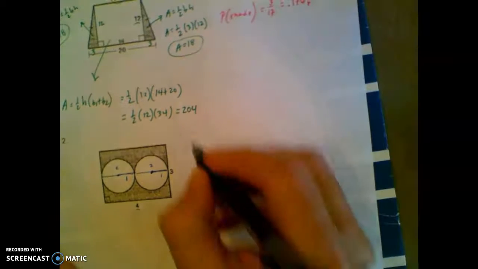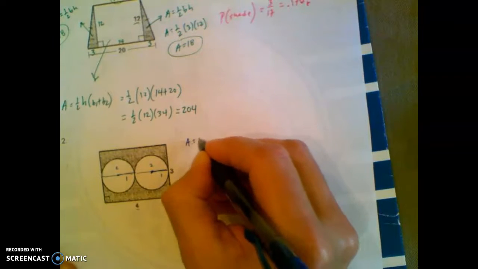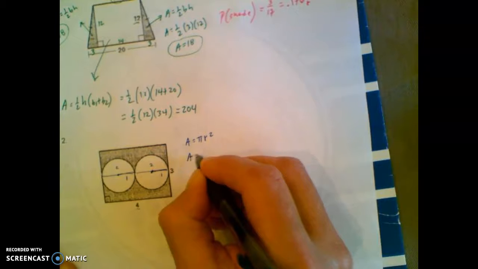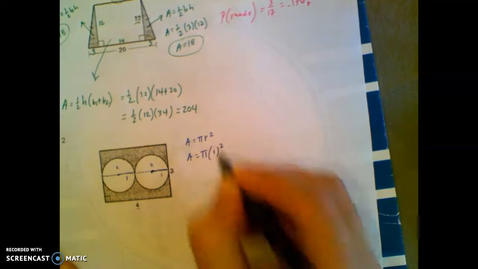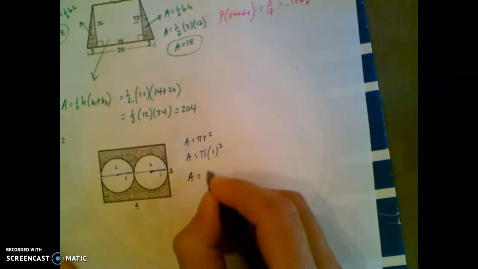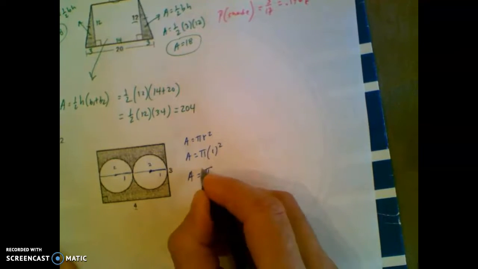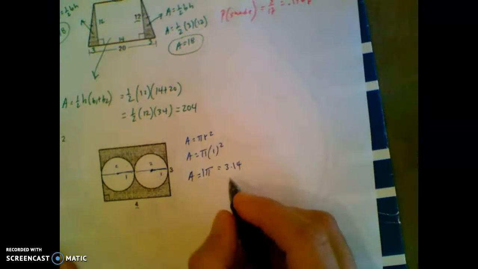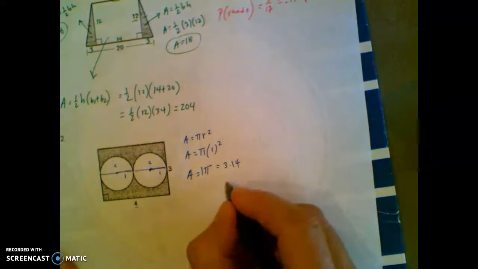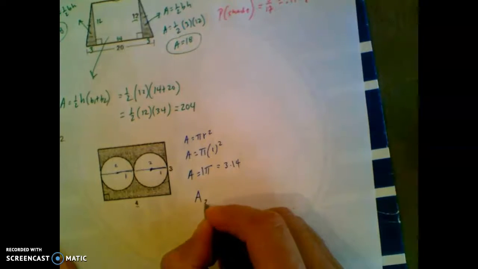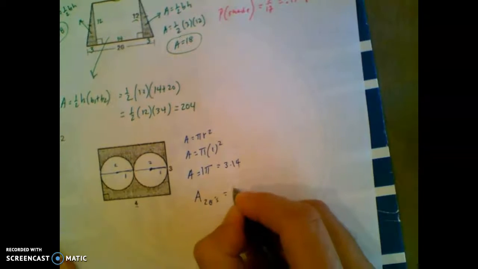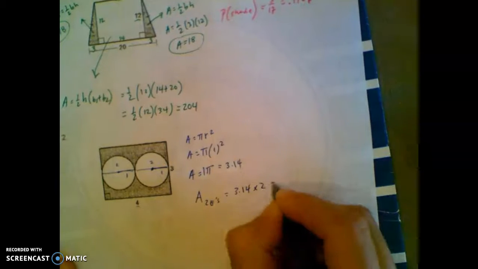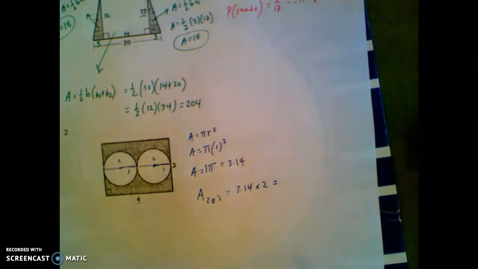Now I can find the area of the circles because I have the radius. The area of a circle is pi r squared. I found the radius to be 1, and 1 squared is just 1. So the area of this is just going to be 1 pi, which is 3.14. And then there's 2 of them, so I just have to multiply that by 2 for the 2 circles. So the area of the 2 circles is equal to 3.14 times 2, which is 6.28.